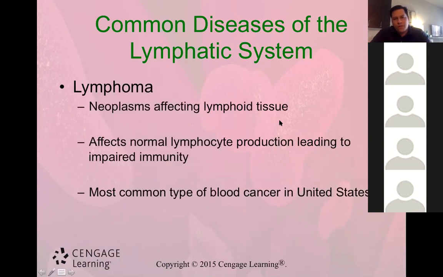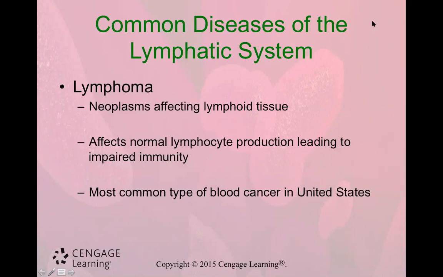Another common disease of the lymphatic system is lymphoma. Lymphoma happens when neoplasms affecting lymphoid tissue affect normal lymphocyte production, leading to impaired immunity, and it is the most common type of blood cancer in the United States.